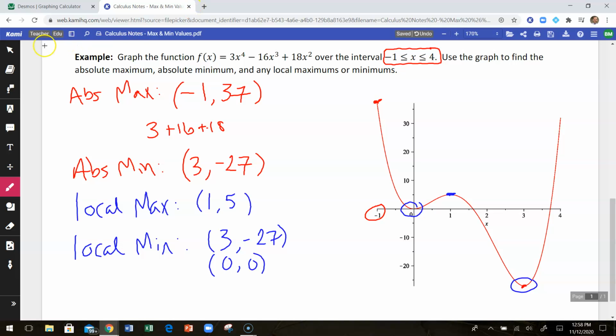Okay, so that's just a brief overview of the definitions of absolute and local extrema. In the next videos, we'll go through how to find those if I don't have the graph.